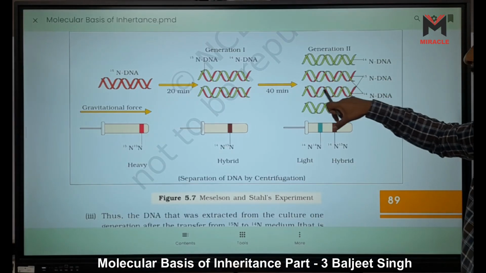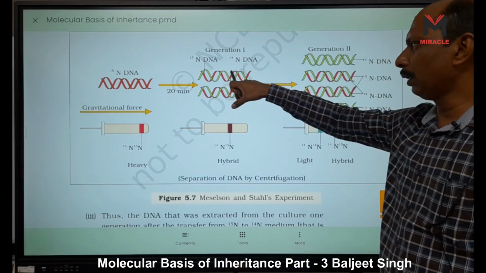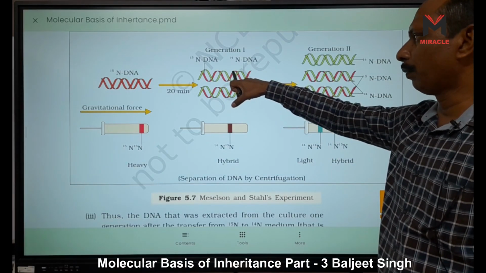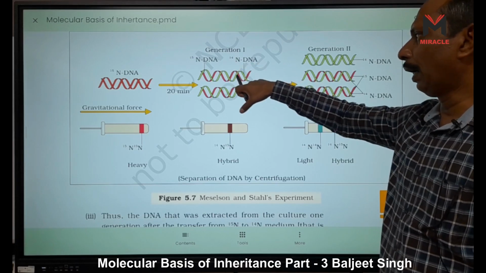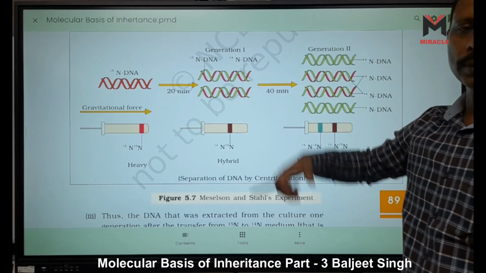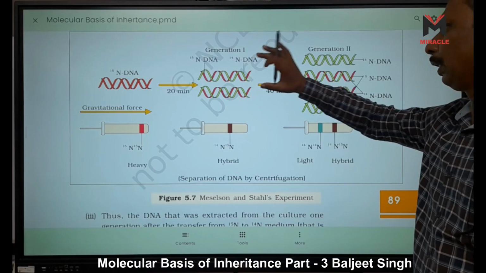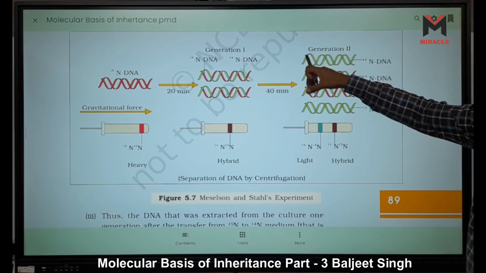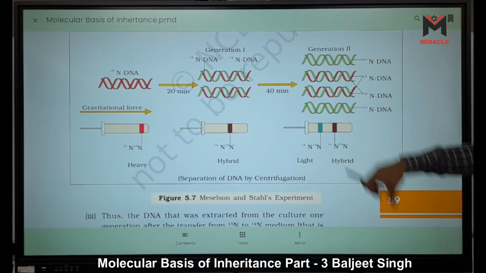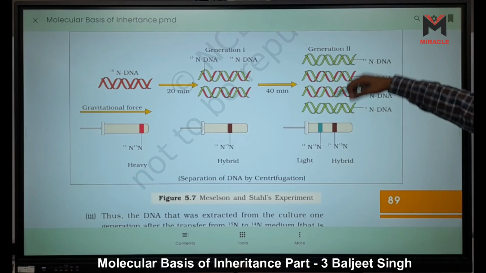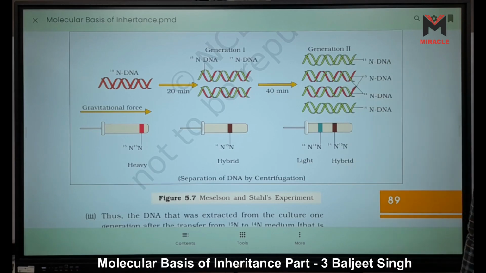They form 2 hybrid. So when heavy DNA forms, it forms a hybrid, and the other is light DNA, which forms only light DNA, a second light DNA. Now, in the second generation, what is the percentage? Here we can say 50% are light and 50% are hybrid DNA.